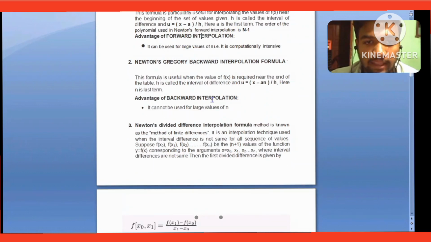Advantage of backward interpolation: it cannot be used for a large number of values. It is only used for finite values, like fixed values. You can say 1 to 100 or so on.